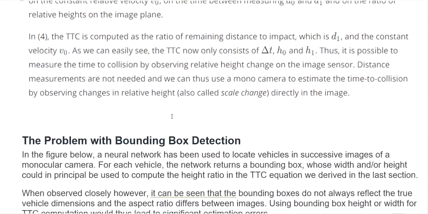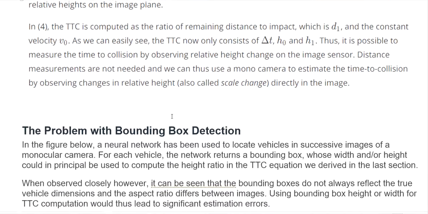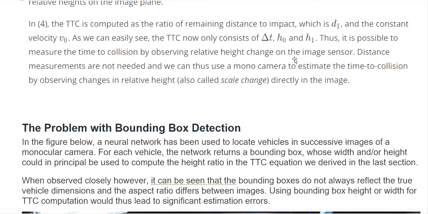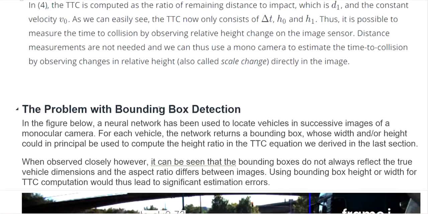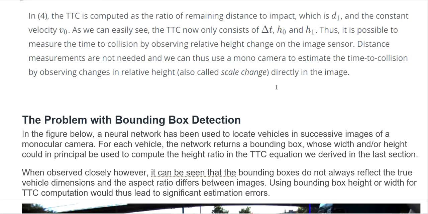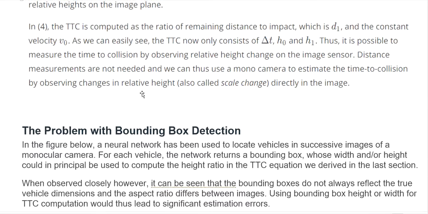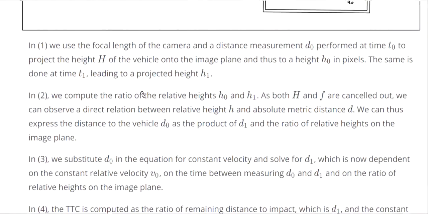So the time to collision is computed as a ratio: the remaining distance to the impact, D1, at a constant velocity V0. And we can easily see the time to collision now consists of the delta t, S0 and S1. So it's possible to measure the time to collision by observing the relative height or change of the image sensor. The distance measurements are not needed, right? And we can use the mono camera to estimate time to collision by observing the change of relative height, right?